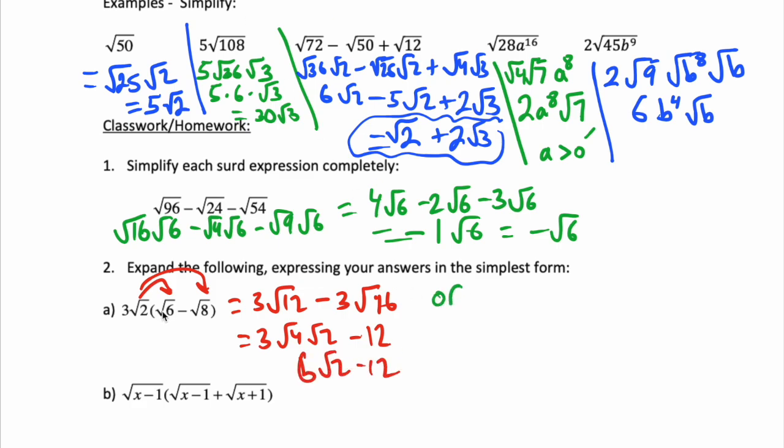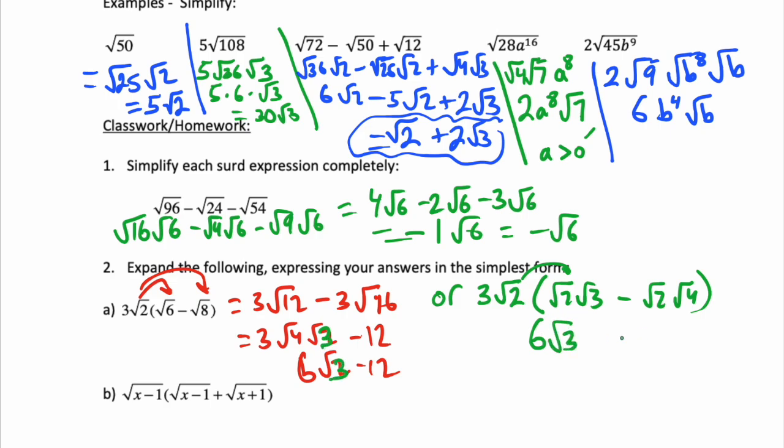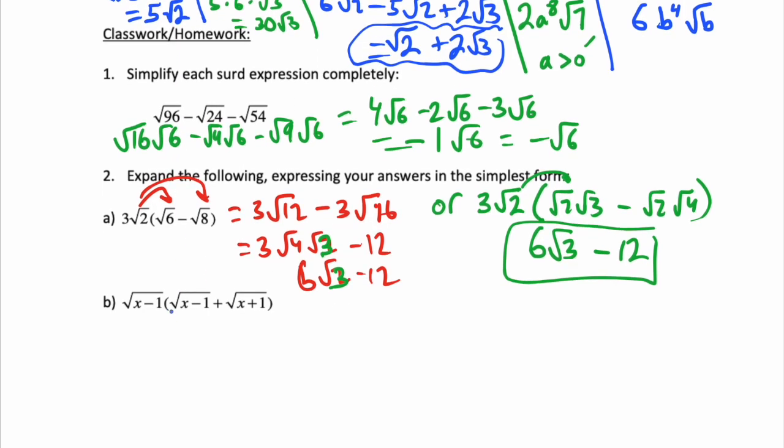Okay, another way to do it is you can simply write this directly as 3 root 2 root 3 minus root 2 root 4 or something like that. And then when you multiply, the root 2s will cancel and give you a 2, and you get 6 root 3 minus, and then root 2 times root 2 here gives you 2, and then you got another 2, so that gives you 12 right away. So you can do this method as well. You can do this with algebraic expressions.